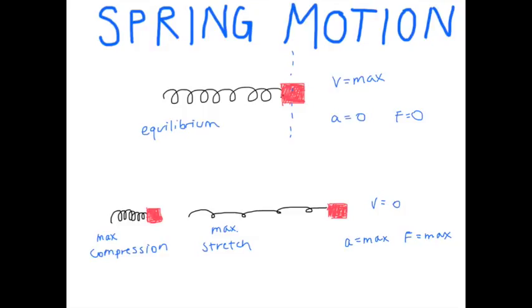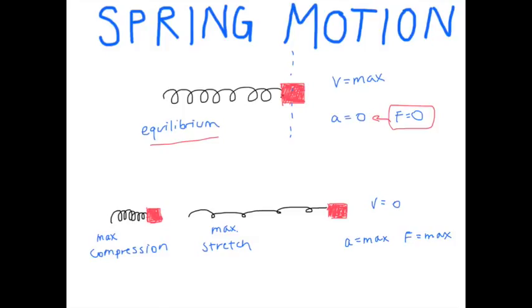Here are some basics for spring motion. A spring is at equilibrium point, as I've drawn here, when it's at its relaxed length, or the length it would have naturally without any external forces. When a mass is on the spring and it reaches equilibrium point, the velocity reaches its maximum. However, because the spring is at a relaxed point, it exerts no force, so we say F is 0, and therefore acceleration is also 0.